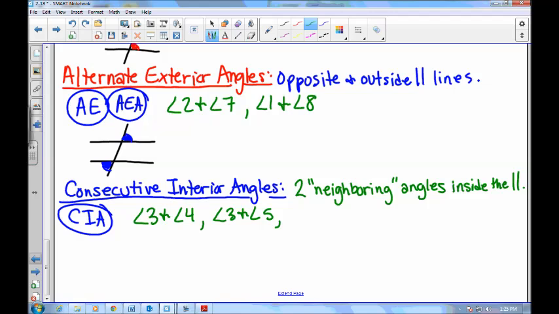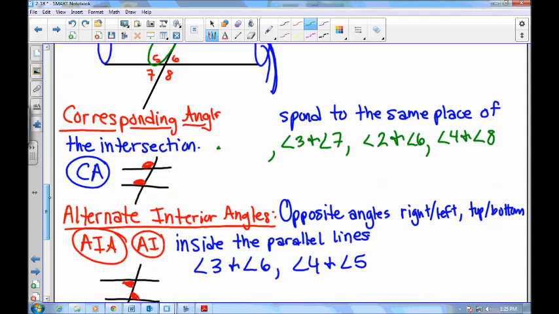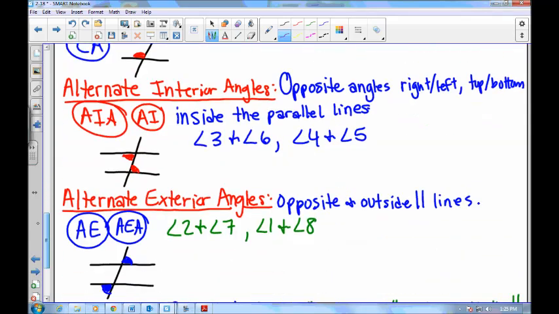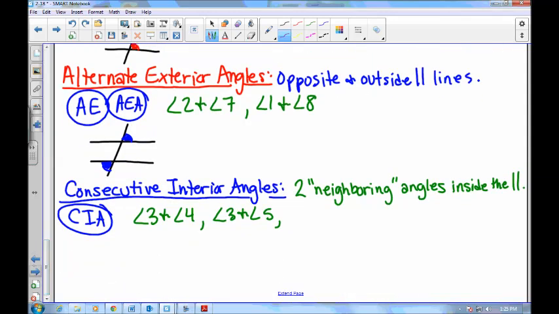Go back up to your picture. I think we have some more CIA angles. Oh, Hakeem, which ones? 5 and 6. Any others? 4 and 6, not 7. 7's outside. These have to be interior. So if you notice, we can just do 4 loops all the way around. There's 4 pairs. So 5 and 6 and 6 and 4. Angles 5 and 6. Angle 6 and angle 4.